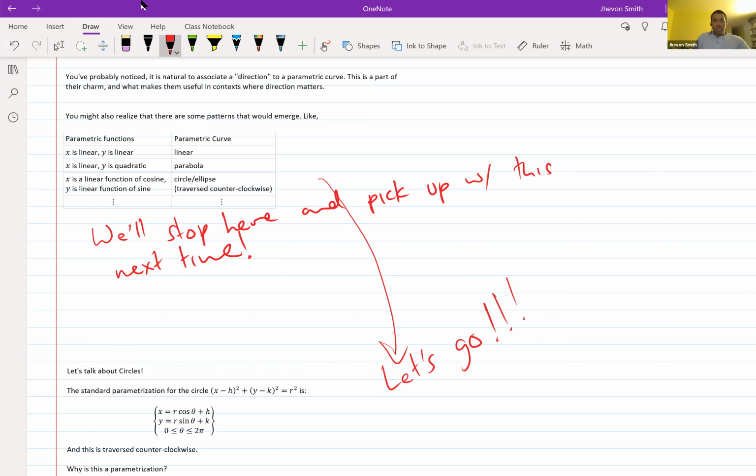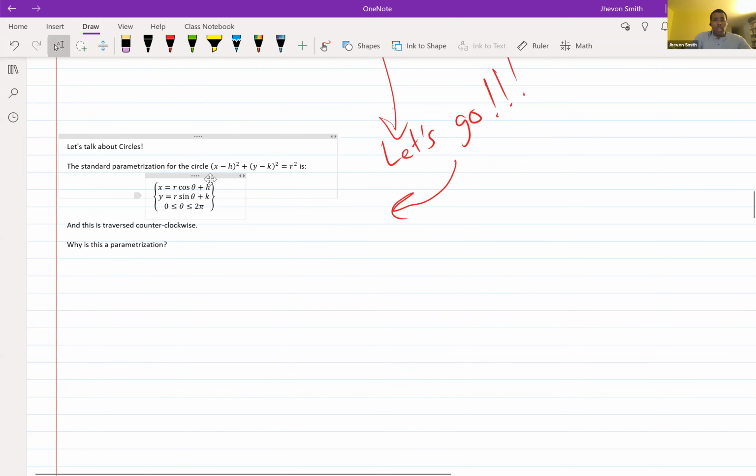Okay, so now what I want to talk about is, boom. I mentioned that going from a situation where you have a scalar equation to a parametric set of equations to a parametric curve, we call that a parametrization. And so now what I want to talk about is circles. I want to talk about the standard parametrization for circles.